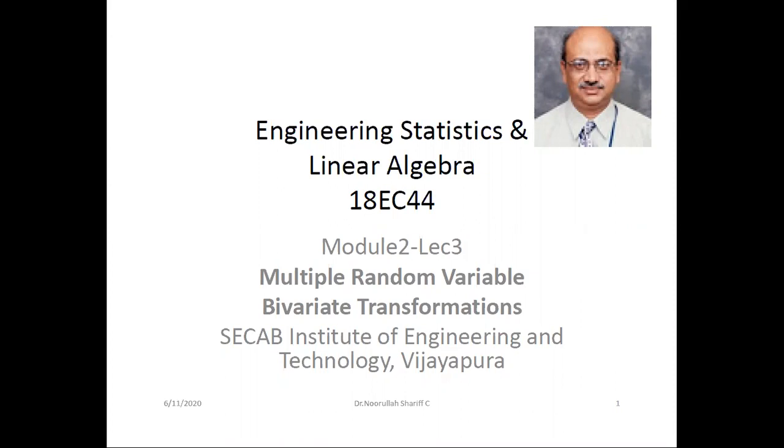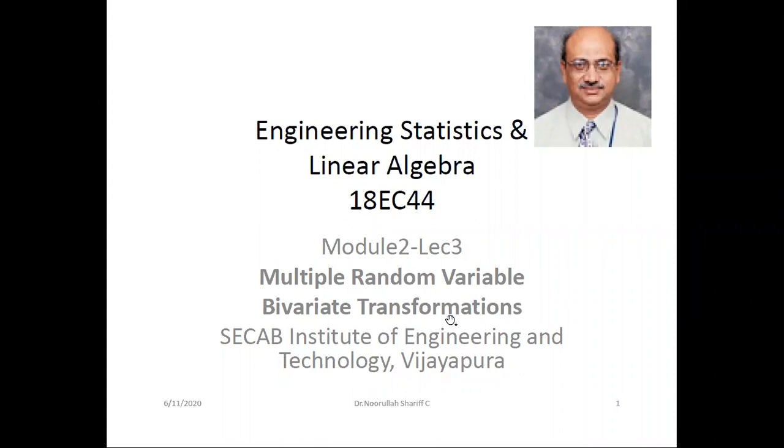This is Engineering Statistics and Linear Algebra 18 EC 44. We are in the second unit or module, which is multiple random variables. And the topic today is bivariate transformation.